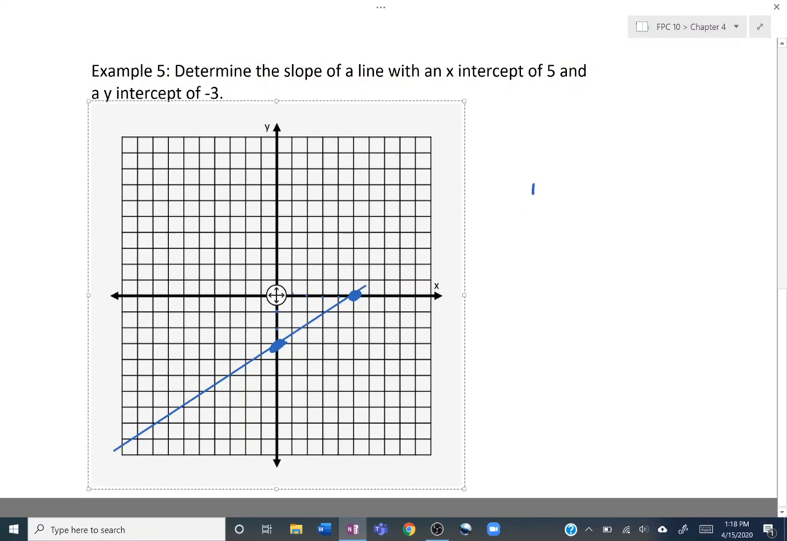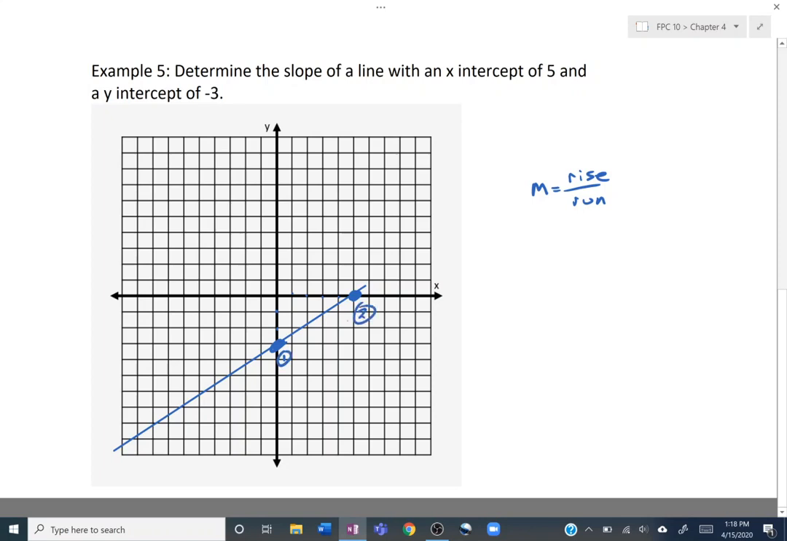So what I want to do, again, slope, rise over run. I can start at point 1 and go to point 2. In order to go from 1 to 2, I go up 1, 2, 3. My rise is 3, and my run is 1, 2, 3, 4, 5. 3 over 5. And then I'm going to pause for a second and say, can I reduce that fraction? No, it does not look like I can reduce that fraction. So there's the slope of my line with an x-intercept of 5 and a y-intercept of -3.